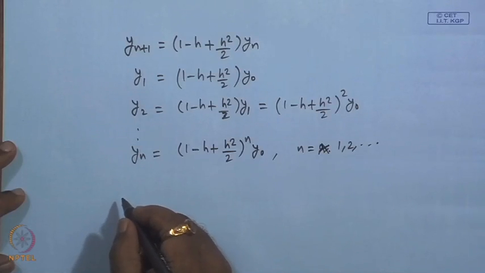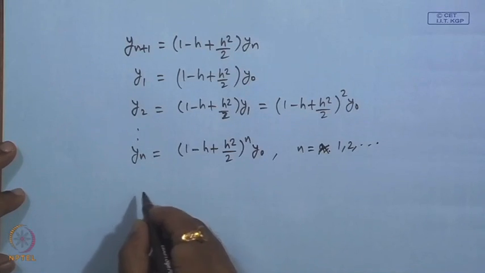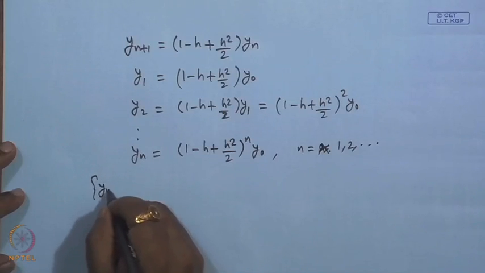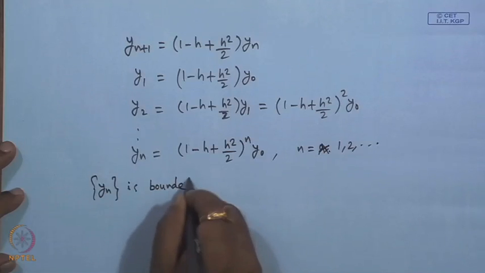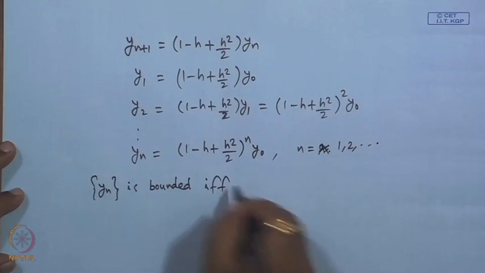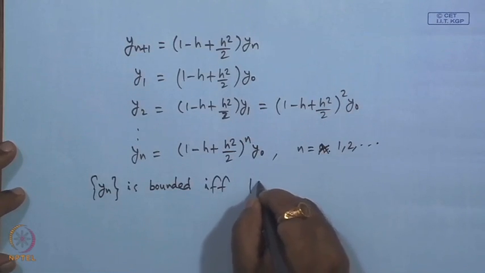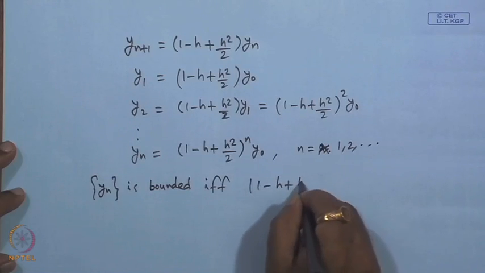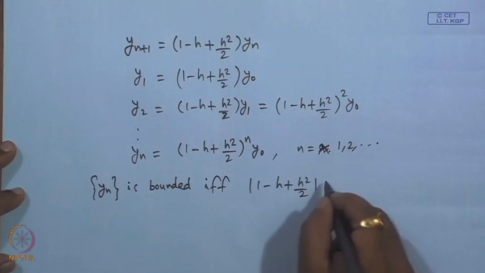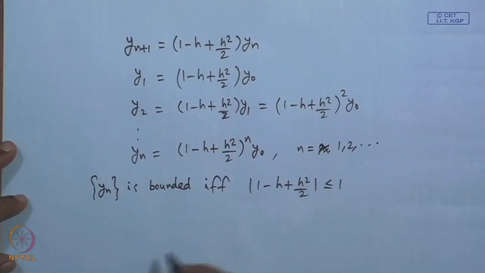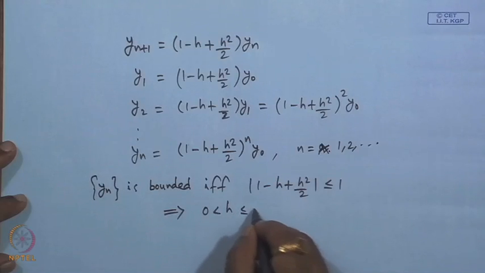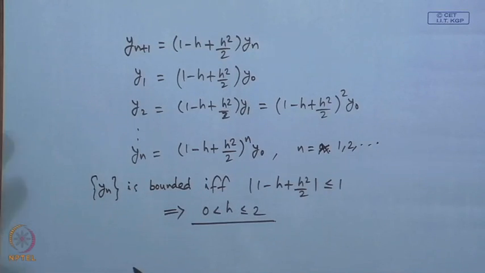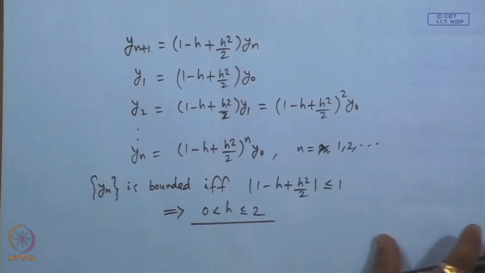Now, for the b part, for what values of h is the sequence y n bounded? So, this sequence is bounded if and only if mod of 1 minus h plus h square by 2 is less than or equal to 1. This implies the range of h for which the sequence is bounded.